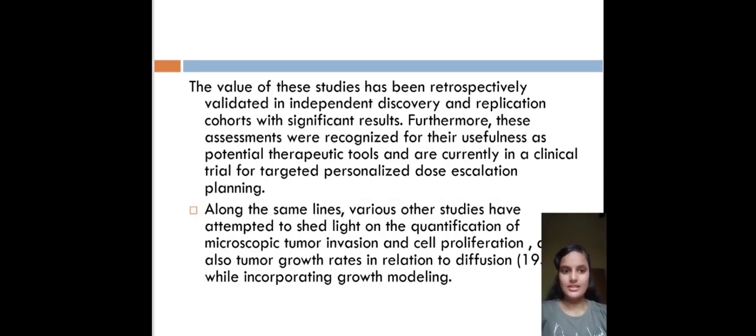The value of this study has been retrospectively validated in independent discovery and replication cohorts with significant results. Furthermore, these assessments were recognized for their usefulness as potential therapeutic tools and are currently in a clinical trial for targeted personalized radiation planning. Along the same line, various other studies have attempted to shed light on the quantification of microscopic tumor invasion and cell proliferation, and also tumor growth rate in relation to diffusion, while incorporating growth modeling.